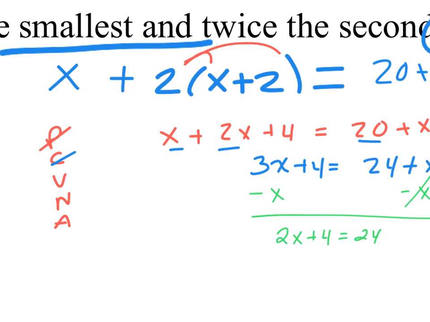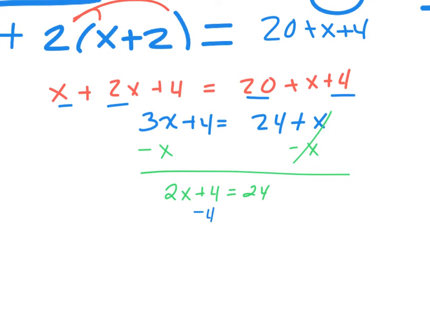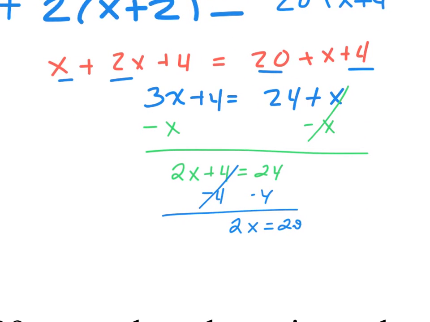Now I need to get all my numbers on the right-hand side. So I have to ask myself, how do I get rid of a plus 4? I subtract 4, so I'm going to subtract 4 from both sides, and I get 2x equals 20. And then my final step always is just divide by the number attached to my x. I divide by 2, and I get x equals 10.